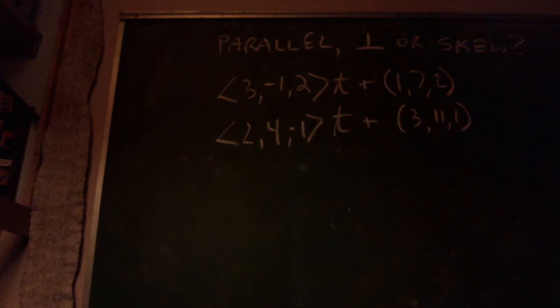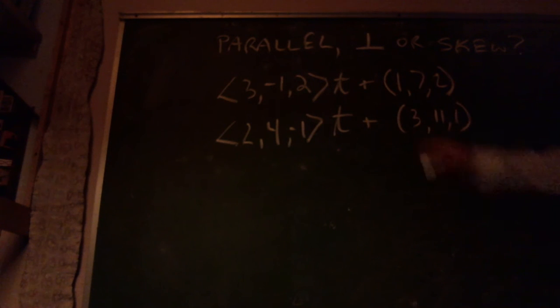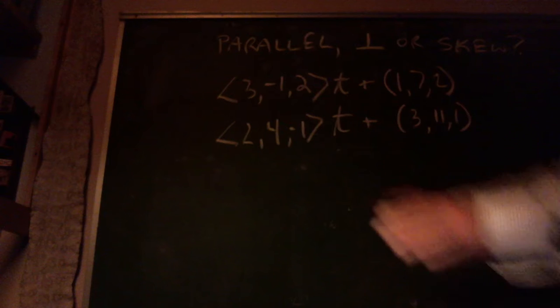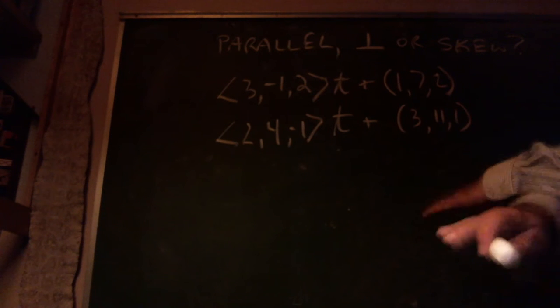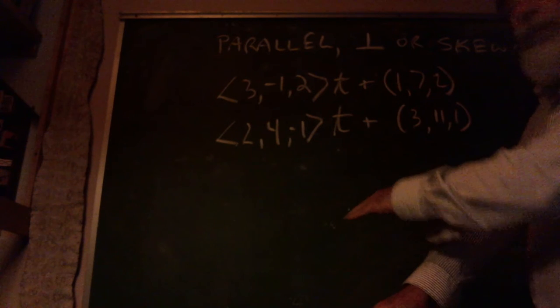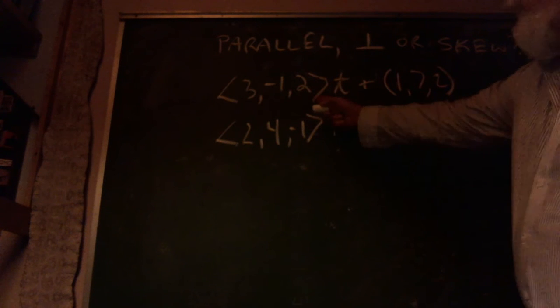Parallel, perpendicular, or skew. And I give you two equations of lines. So they're two different lines. They could be parallel, they could be perpendicular, or they could be skew where they miss each other. So let's see what we got here. And we're looking at these direction vectors.